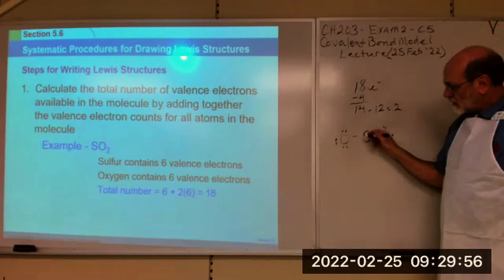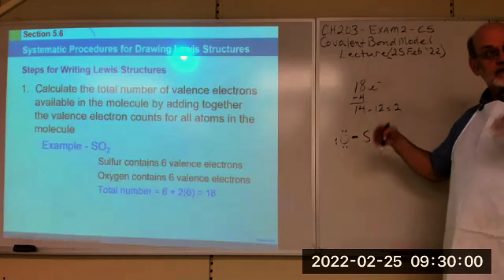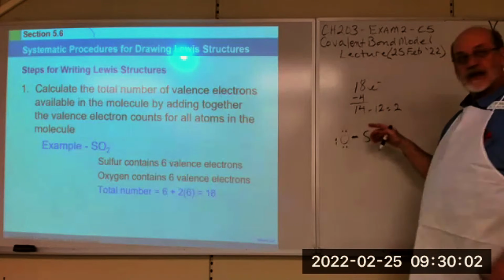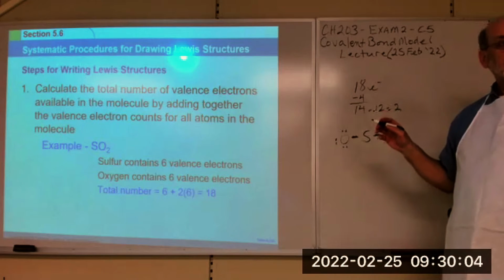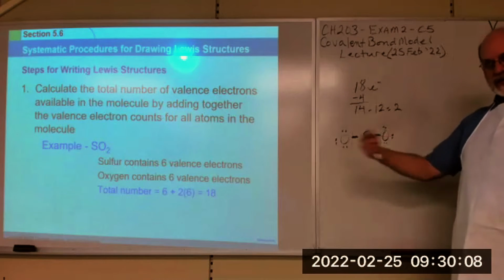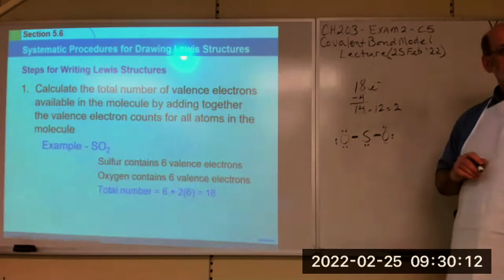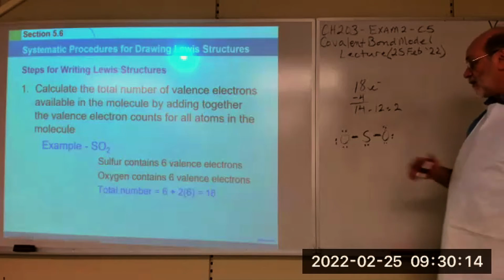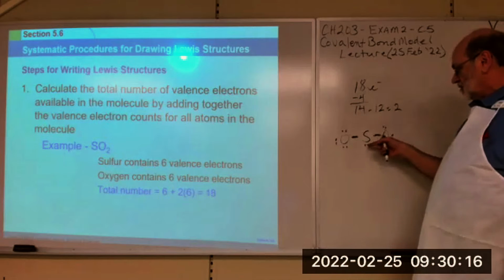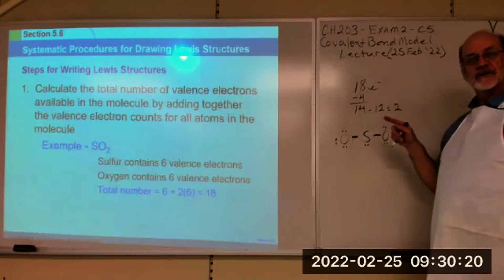So we've filled up the octet on the oxygens from the outside working in. So we get 2, 4, 6, 8. That's all they can hold. So now we've got these other 2 electrons. Where do they go? Well, they keep moving in. They go here. The problem with that is sulfur doesn't have an octet yet. It's only got 2, 4, 6.